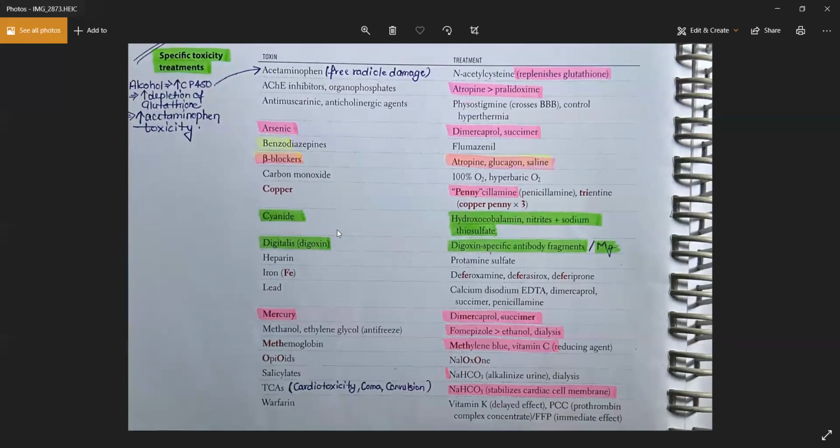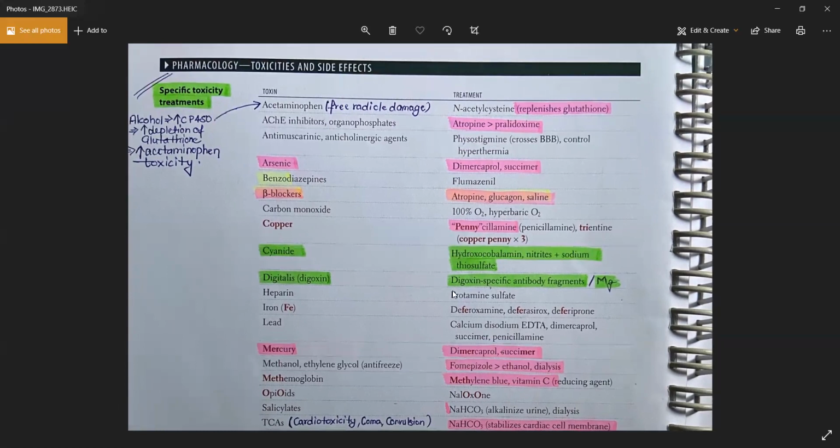Then for the digoxin poisoning, you give the patient antibodies. And if the antibodies are not available, you can also give the patient magnesium. Very important to note. Then for heparin, you need to give the patient protamine sulfate. Do not confuse with warfarin. For the toxicity of warfarin, what would you do? Vitamin K. And for the acute?